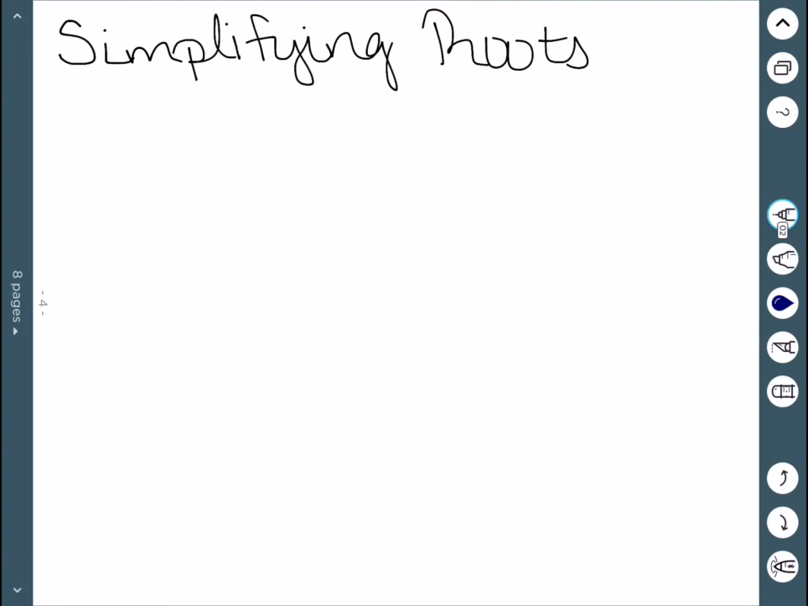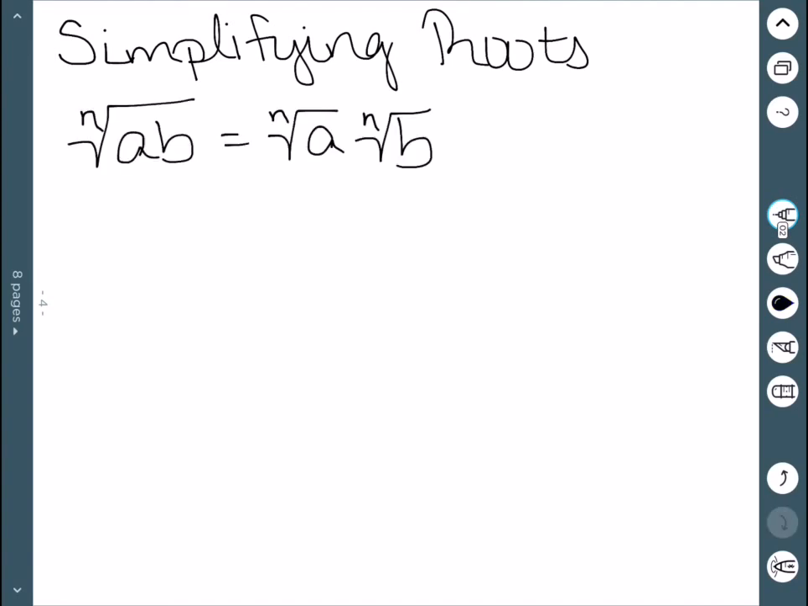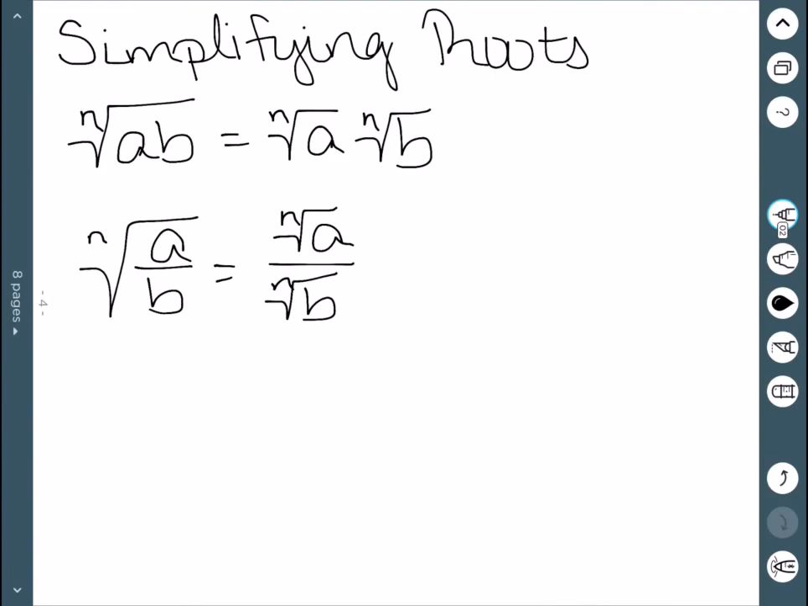When simplifying these, we're going to have 3 main rules. And here is the first one. If I take the nth root of a product, I can break a root up over a product. My second one states that I can also break these roots up over division. And then the last says that I can pull exponents out.